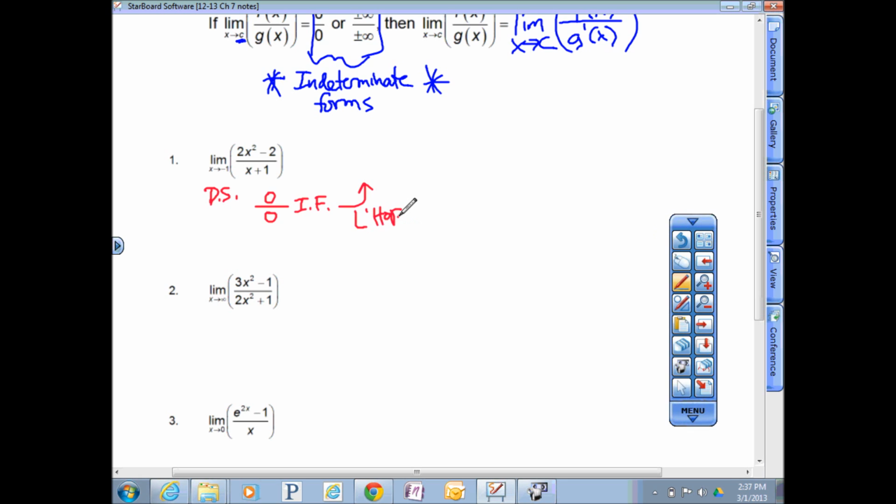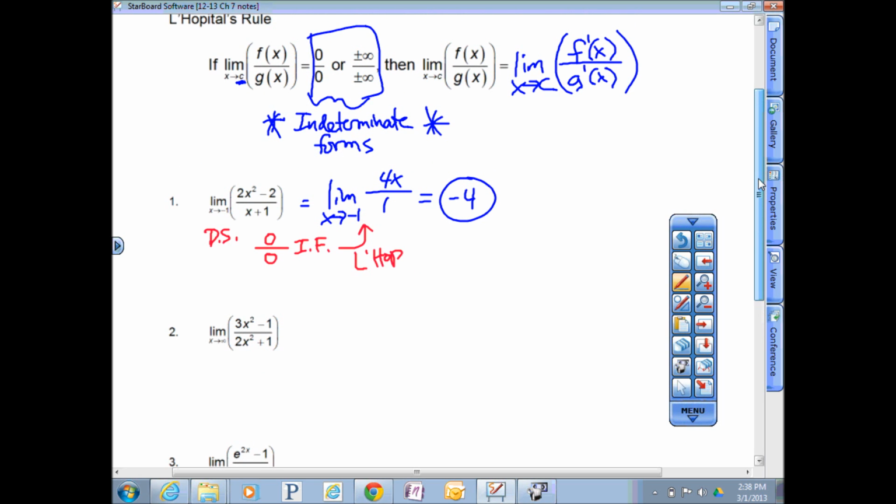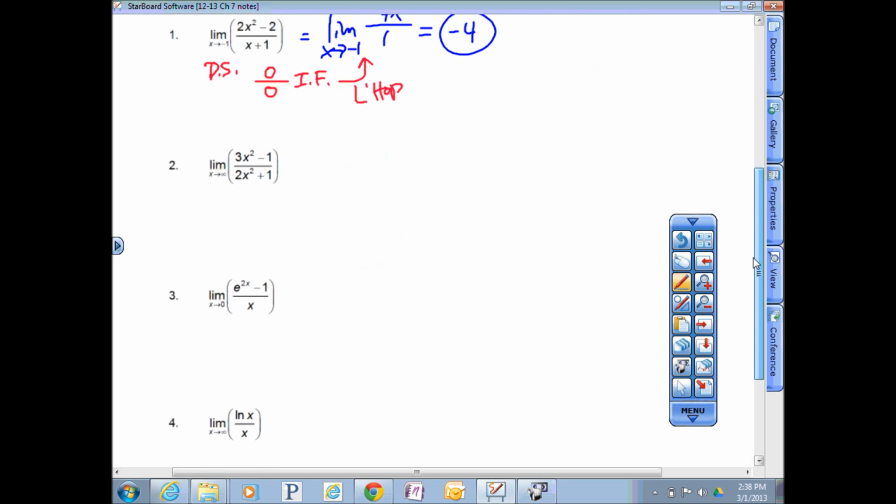If we use L'Hopital's Rule, that means that this original limit is the same as taking the limit as x approaches -1 of the derivative of the top, which is 4x, over the derivative of the bottom, which is 1. Will direct substitution work now? Yes, it will. And we're going to end up with a limit of -4. So what L'Hopital's Rule does is it gives us a way around it if we end up with one of these special forms. But remember, it's got to be one of those specific types of indeterminate forms, meaning a 0 over a 0 or an infinity over another infinity.